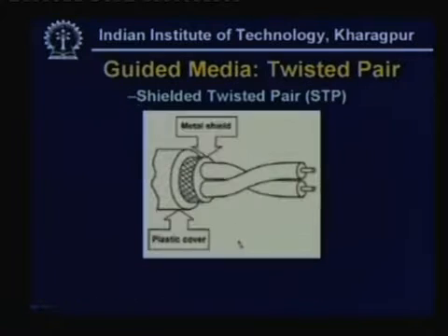However, this can be reduced by using shielded twisted pair, where, as you can see, we have an additional conductor in the form of a braided mesh. It is not a solid conductor, it is available in braided mesh form, and this metal shield can be connected to the ground, and after that there is a plastic cover. If this shield is connected to ground, then the metal shield will protect both the wires from electromagnetic interference. So whenever we want less electromagnetic interference, we should use shielded twisted pair.